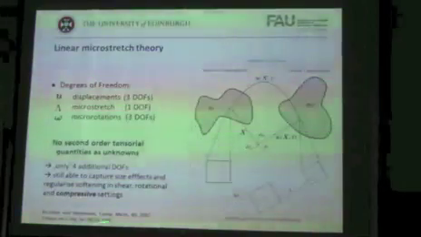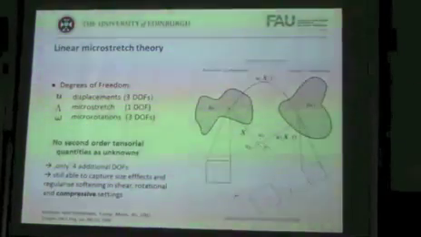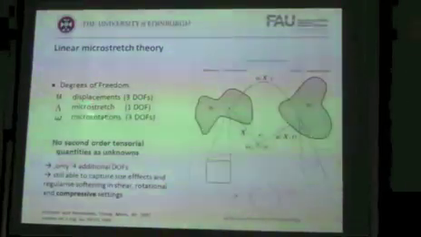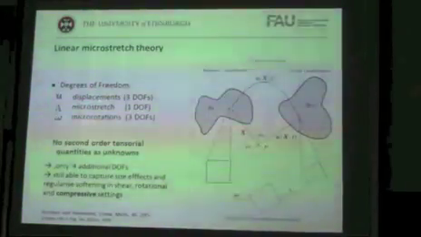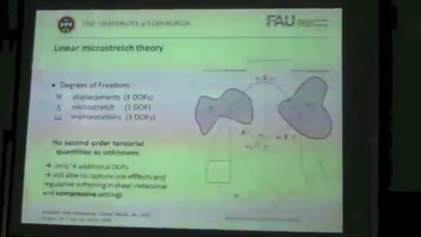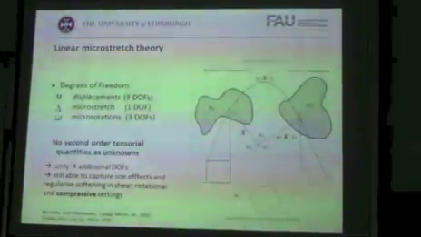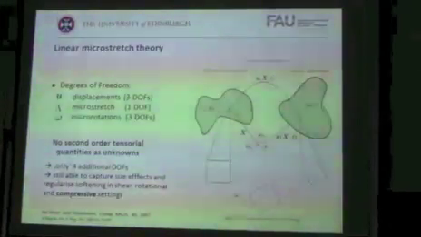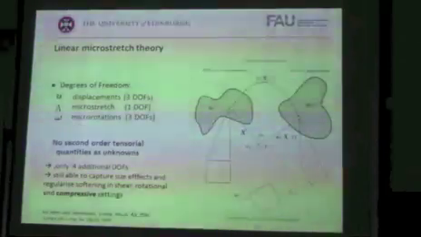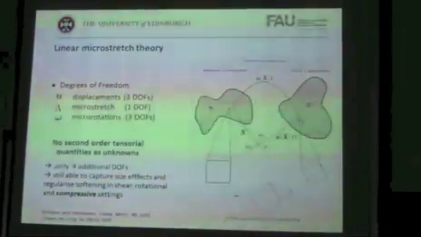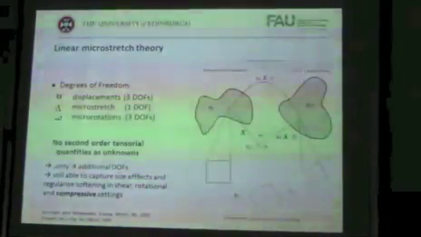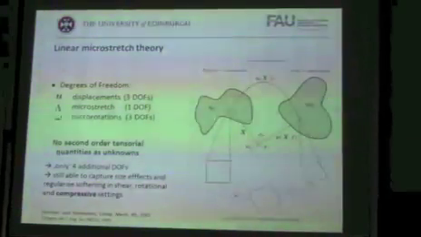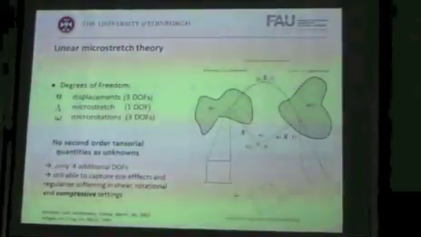That's of course nothing new. Kirchner and Steinmann already investigated microstretch theory, but it actually goes back to Eringen. So we have basically the regular displacement degrees of freedom, 3 displacement degrees of freedom, then 1 micro volume change degree of freedom, and the micro rotation, so 4 additional degrees of freedom. But we don't have any higher tensorial quantities, and are still able to capture size effects in rotational, shear settings, and also compressive settings, which is important for us.